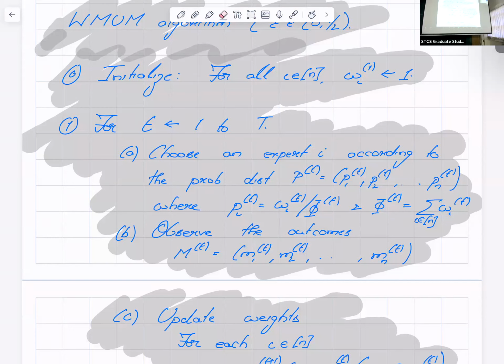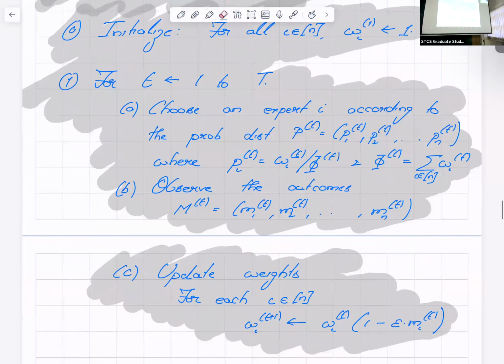The way the multiplicative weight update method does it, you started off with a uniform weight on all experts. You started off with an average. You picked an expert based on a probability distribution in which the probabilities are proportional to the weights. And then you kept updating the weights based on their outcomes.